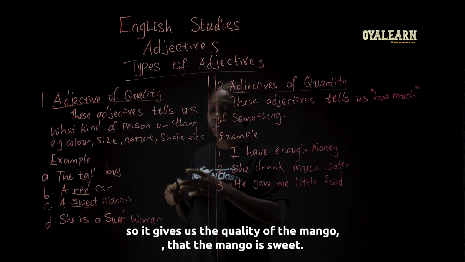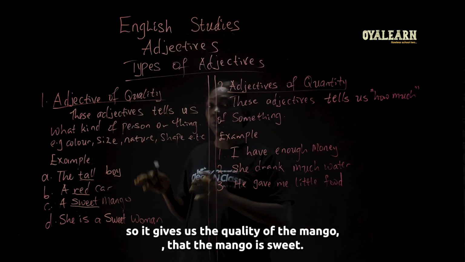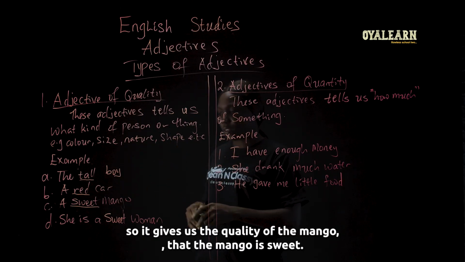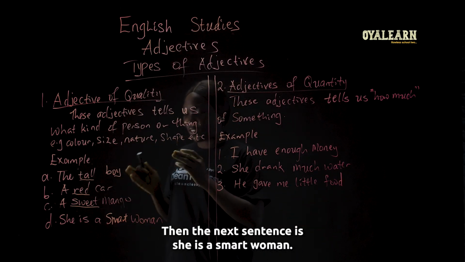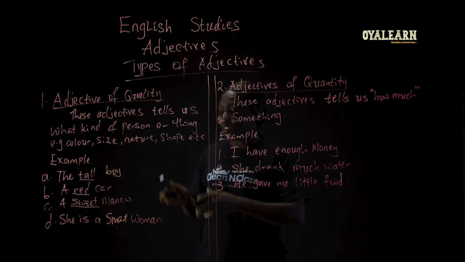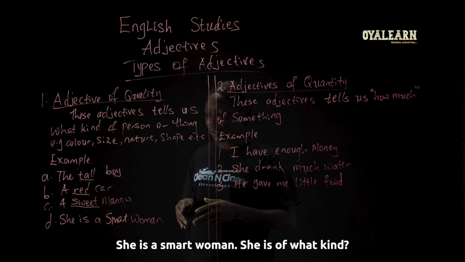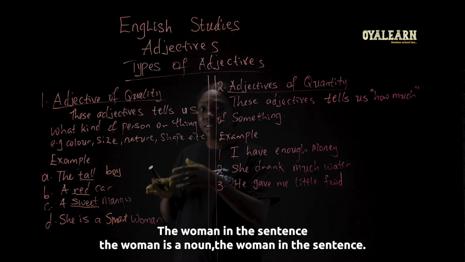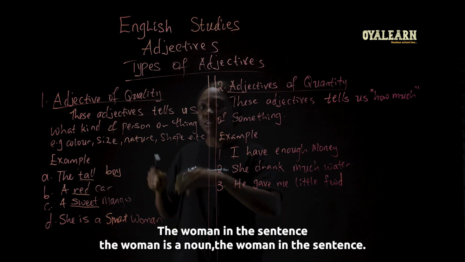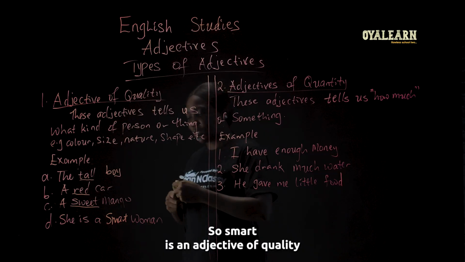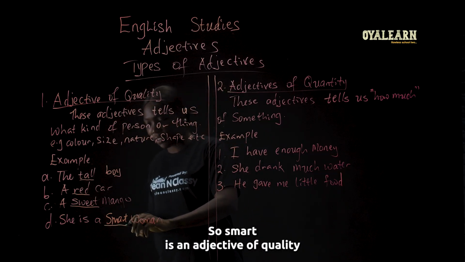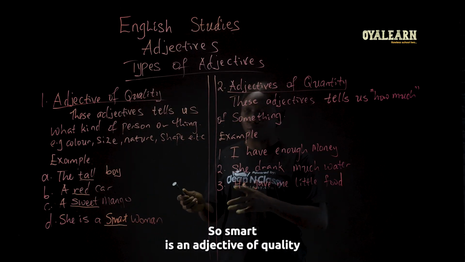So it gives us the quality of the mango, that the mango is sweet. Then the next sentence is, she is a smart woman. She is of what kind? The woman in the sentence is a noun. The woman in the sentence is of what kind? She's smart. So smart is an adjective of quality.